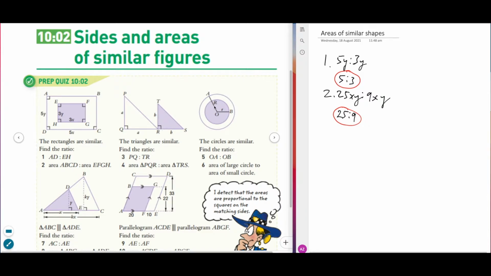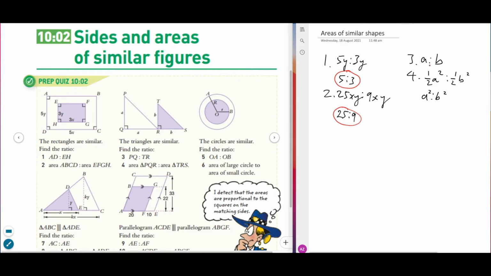Let's do another example. Question 3. The triangles are similar, so that's something we're familiar with. Find the ratio of PQ to TR. PQ to TR is A to B. Now the area of triangle PQR. So what's the area of triangle PQR? That's going to be half times base times height. So half of A squared to half of B squared, right? If we want to simplify this, we can divide both by half, so we get A squared to B squared.